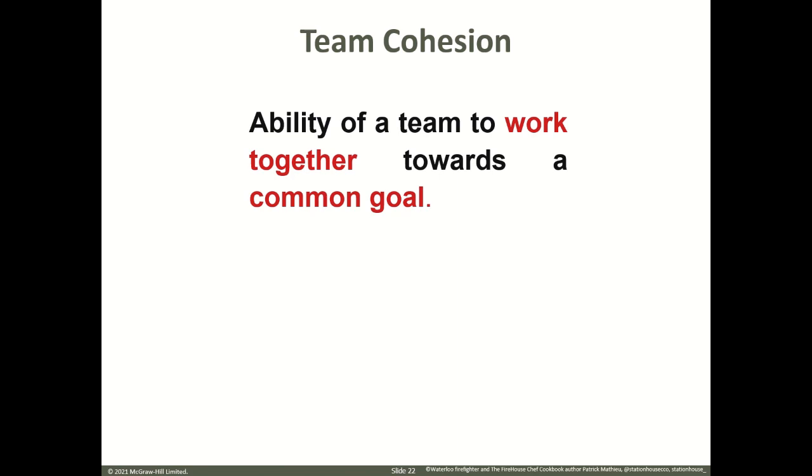Team cohesion. What is the meaning of team cohesion? The ability of a team to work together towards a common goal is known as team cohesion. It means the team's ability to work together to achieve a target.